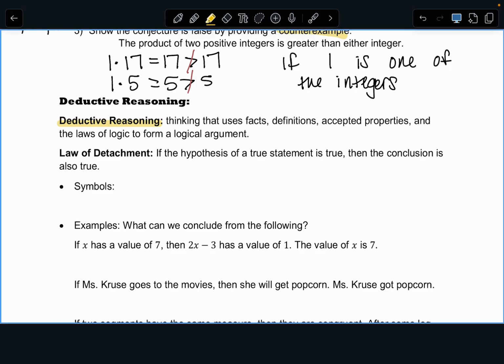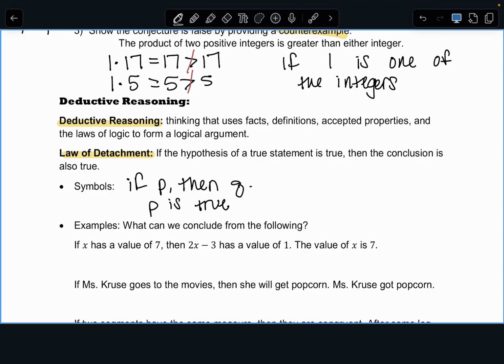Okay. So today we're going to learn about two different laws that relate to our conditional statements. The first one is the law of detachment. And it says that if the hypothesis of a true statement is true, then the conclusion is also true. What this means is you'll be given an if P, then Q statement. And then you'll also be told a specific example for which P is true. So you'll do some example of P is true. This is what you're given.